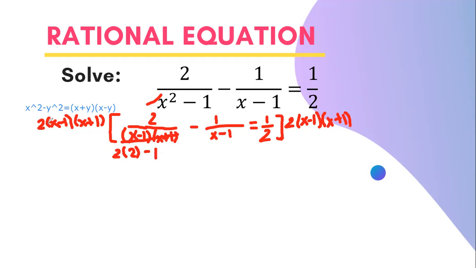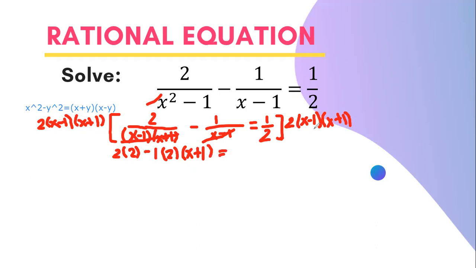If this LCD will be divided by x minus 1, the x minus 1 will be cancelled, and what are left are the 2 and the x plus 1. And we're going to multiply that with the numerator 1. So 2 and then the remaining x plus 1. Okay, equals.